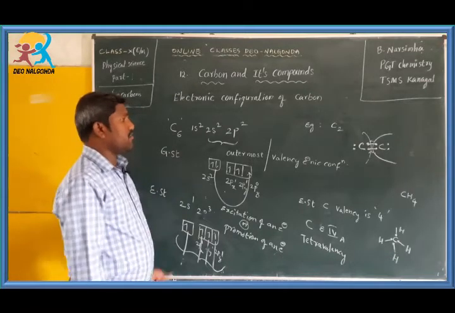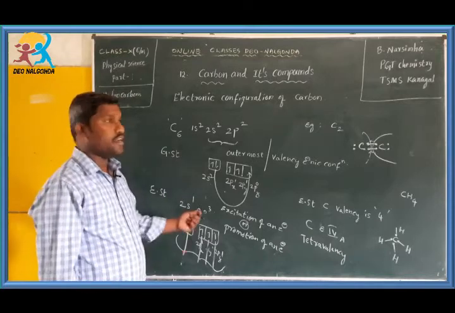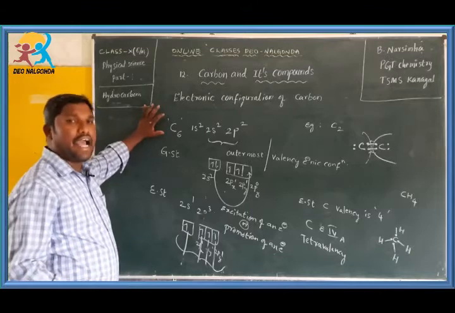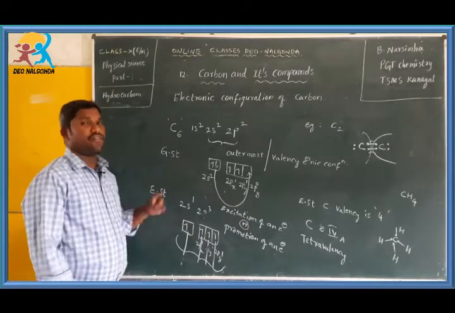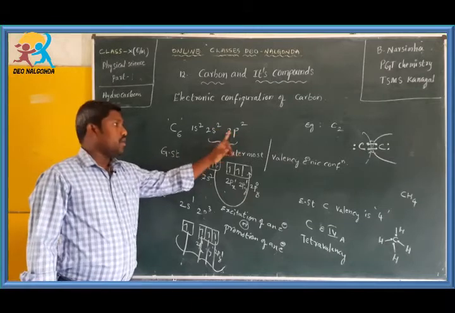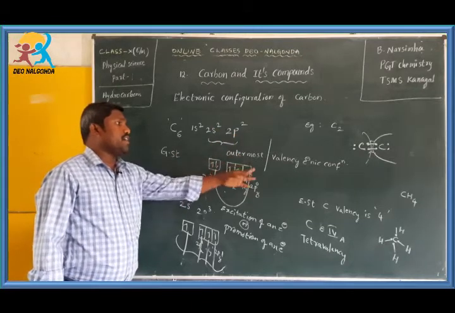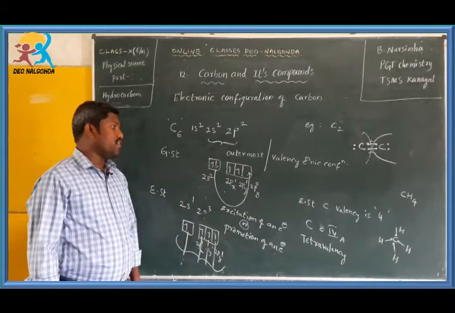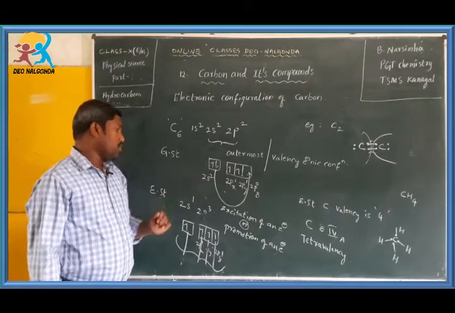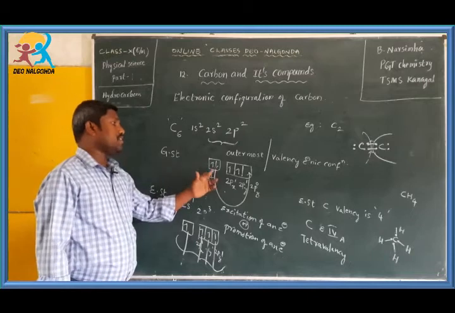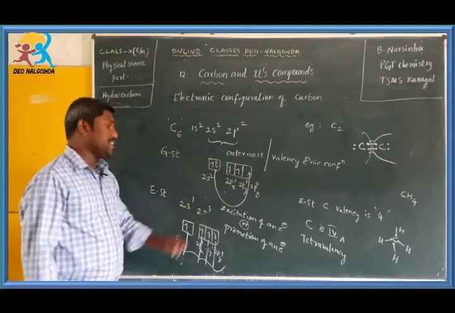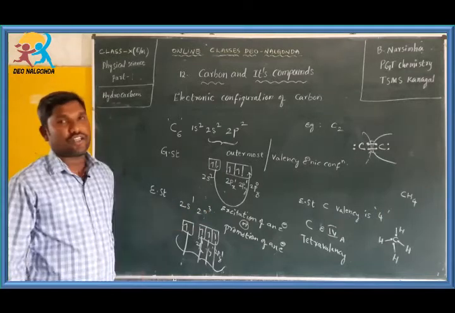This is the electronic configuration of carbon. The atomic number of carbon is 6. The electronic configuration of carbon is 1s2, 2s2, 2p2, and this is the outermost or valency electronic configuration. In the ground state the valency of carbon is 2, and in the excited state the electrons jump from lower energy to higher energy. That is the excitation, or promotion, of an electron.